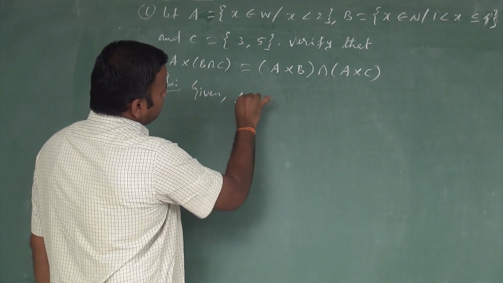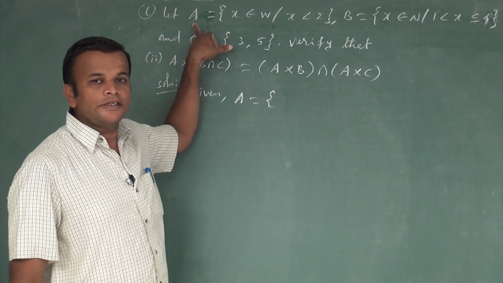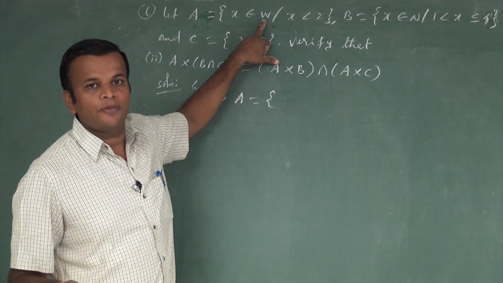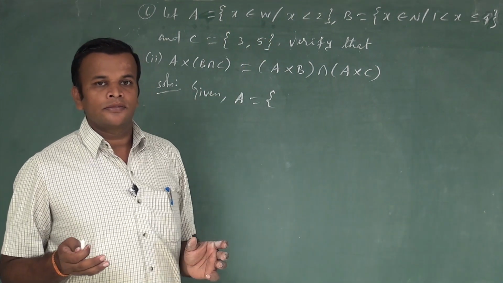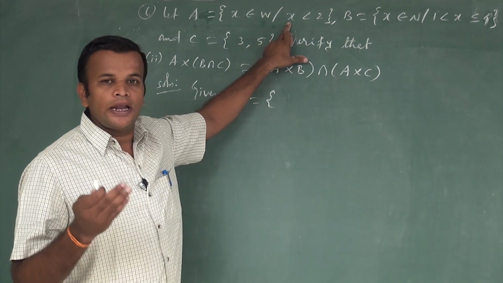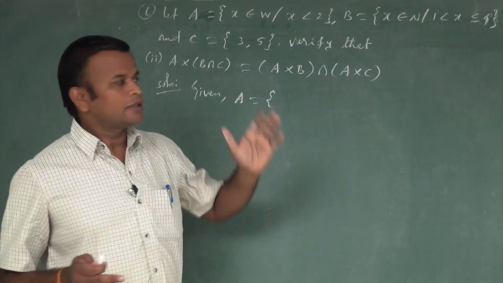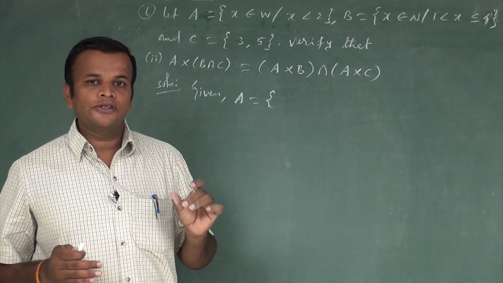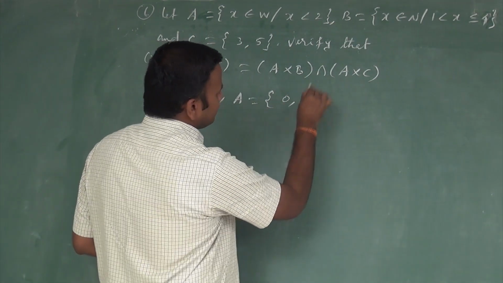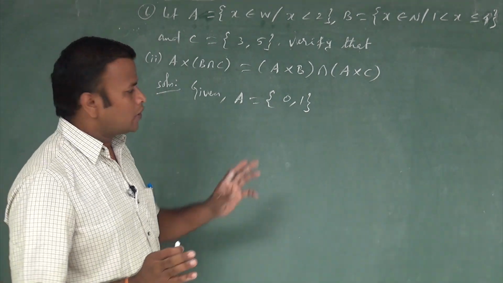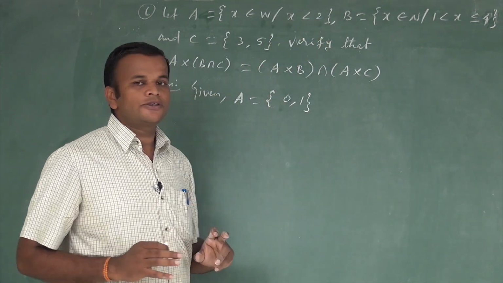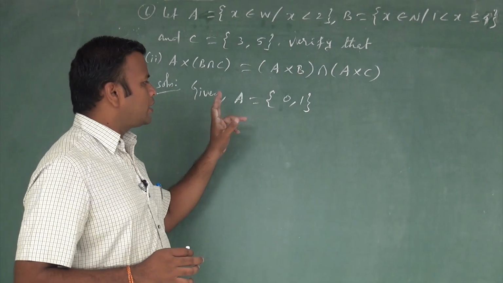Given the set A consists of all the elements x, where x belongs to W. W means the set of all whole numbers. All the whole numbers always start from 0. So x belongs to W and also x satisfies one condition, the value of x is less than 2. So what are the possible numbers? The possible numbers are 0 and 1, because the whole numbers start from 0 and x is less than 2. So the numbers are 0 and 1, and that is the value of the set A.